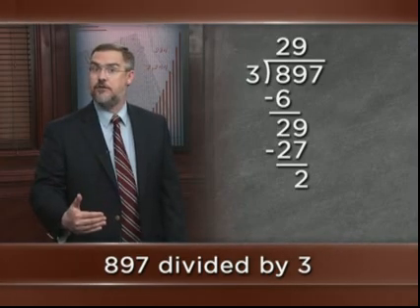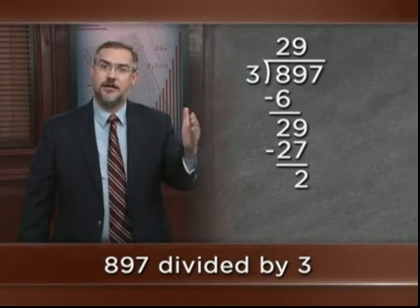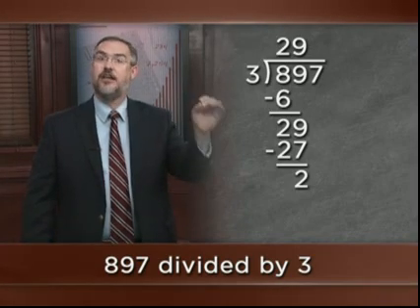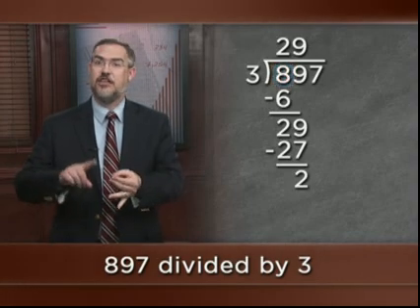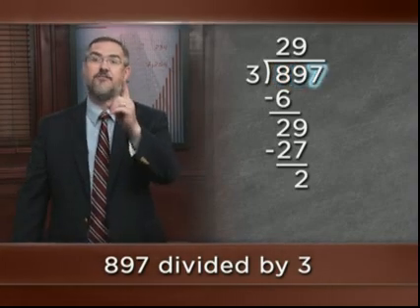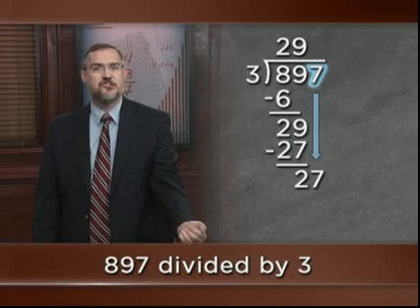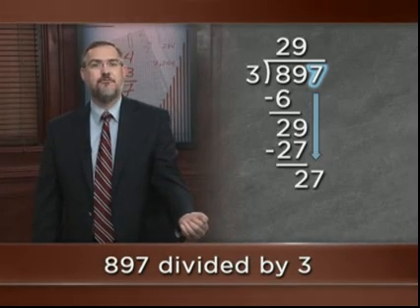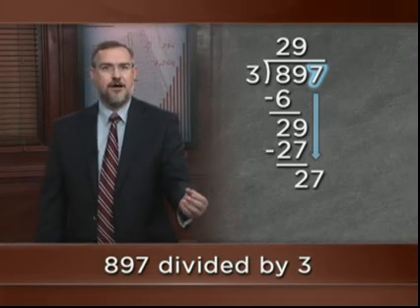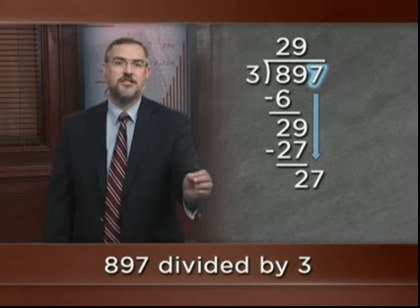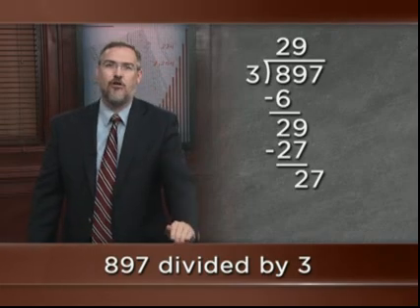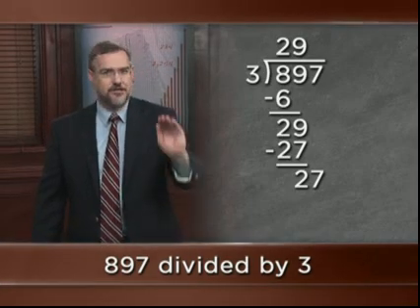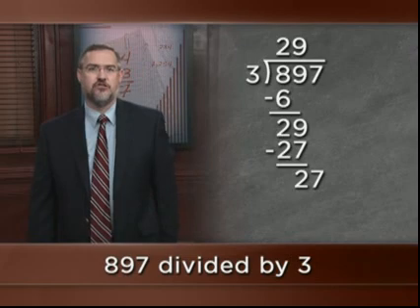Now what do I do? I go to the dividend again and look for the next digit that has not been used yet. The 8 has been used and the 9 has been used, but the 7 has not. And so I drop my 7 down to the bottom of my work, and that means at the bottom I now have 27. You see why these are called long division? The work starts to get long. It's not complicated, but it is kind of long as we work through the steps.